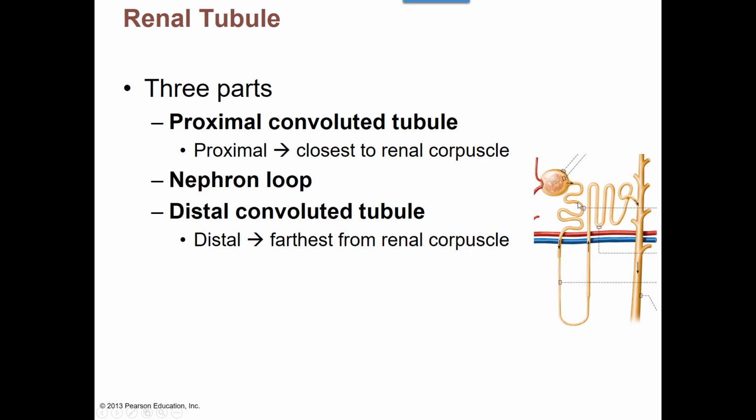After this proximal convoluted tubule, it goes into this big, huge loop, which we call the nephron loop, also called the loop of Henle. I'm seeing it more called the nephron loop than the loop of Henle.